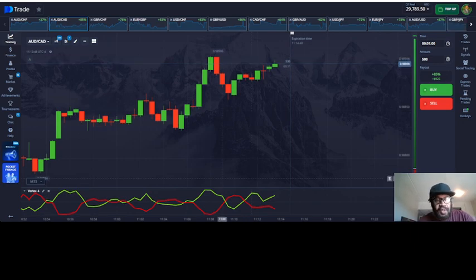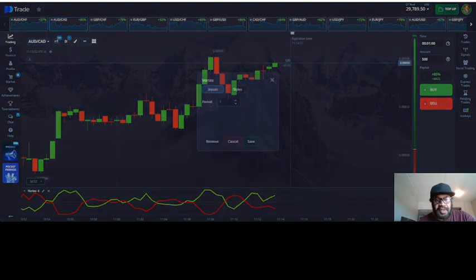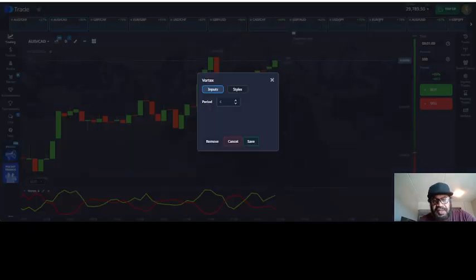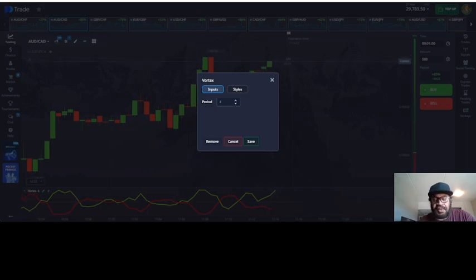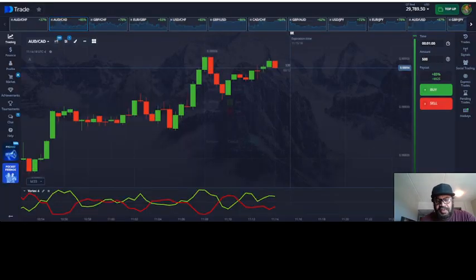If I click on the pencil icon for the vortex indicator, I have the period. I've set the period to 4 to make it sensitive here. I believe the default may be 14, but I've set it to 4. And in the style settings, I've increased the line width of the VI plus line to green 3 pixels and the VI minus line to red 3 pixels here. So this is the VI plus line and the VI minus line here.